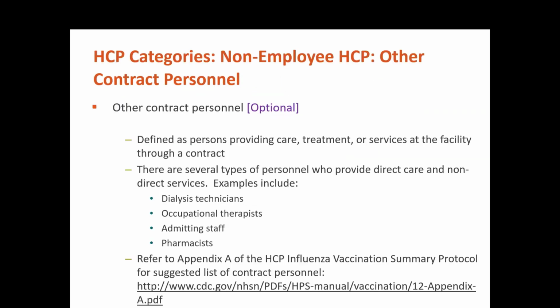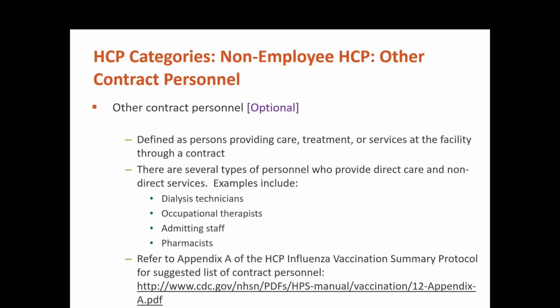This category consists of non-employee contract personnel. Reporting for the category is optional at this time. Contract personnel are defined as persons providing care, treatment, or services at the facility through a contract and who do not fall into any of the other denominator categories. Some examples include dialysis technicians, occupational therapists, admitting staff, and pharmacists. Please refer to Appendix A of the Healthcare Personnel Vaccination Summary Protocol for a suggested list of contract personnel.